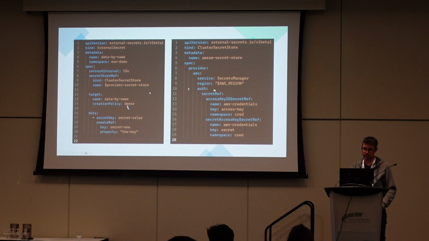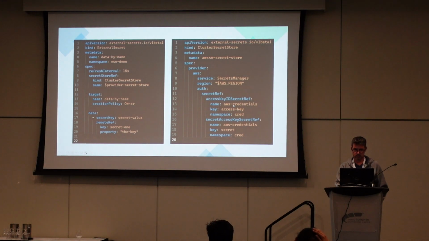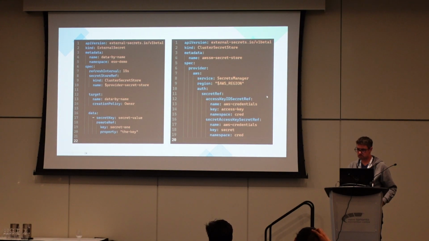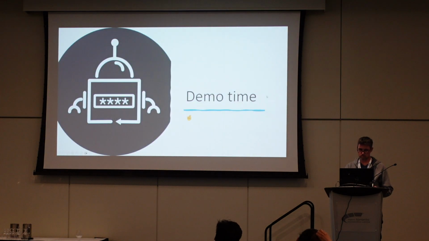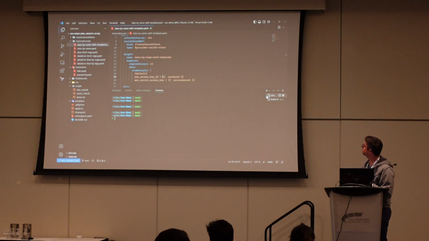In this case, the ClusterSecretStore is the one that says, okay, this is a cluster secret store. It's called AWS SM, for AWS Secrets Manager, and the region. It says Secrets Manager because we also support Parameter Store. And then how to get the credentials for that secret. But let's go to a demo which will help make this clearer.